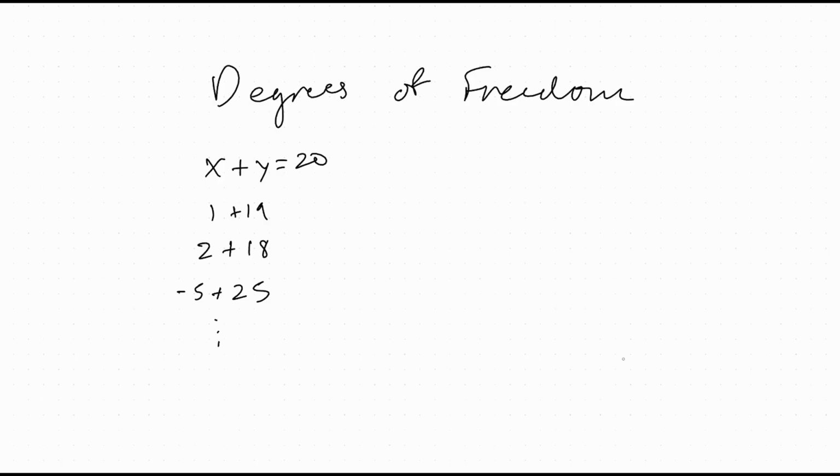Because once you define x, y is set, essentially. So we have one degree of freedom. You can set one of the variables and then the solution becomes defined.